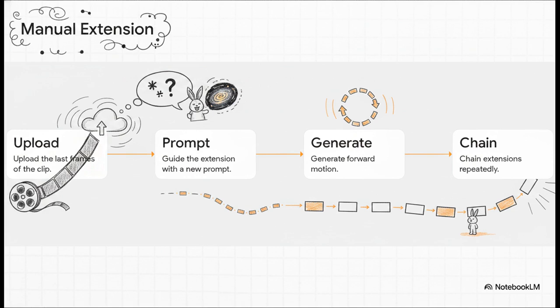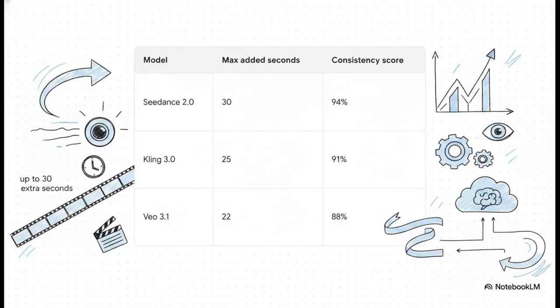The creator Ozan Sahai demonstrated this beautifully using Midjourney. He started with a simple 5-second wildlife clip of a rabbit. By uploading the last frame and prompting the rabbit to open its mouth, which then amazingly transitions into a cinematic space portal, he chained multiple extensions together to create this massive, surreal, and unbroken sequence. It's just brilliant.